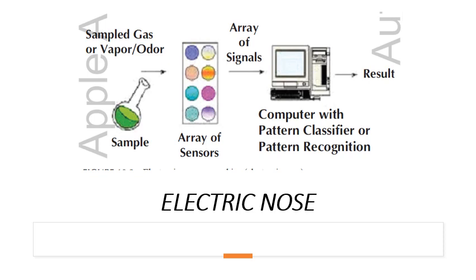These are an array of signals that, once this sample is passed through, is sent to the computer and it is being interpreted. So the computer has a pattern classifier or pattern recognition that can give information or depict the content that is present. If it's the taste or the smell, it interprets it and informs the user that this food product contains a volatile compound such as this and such as that.